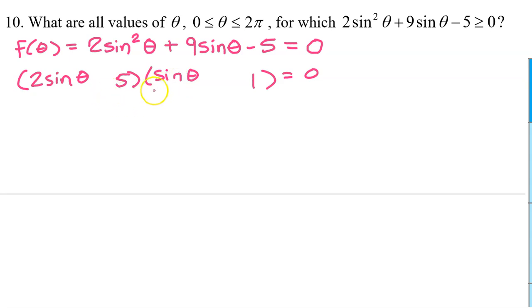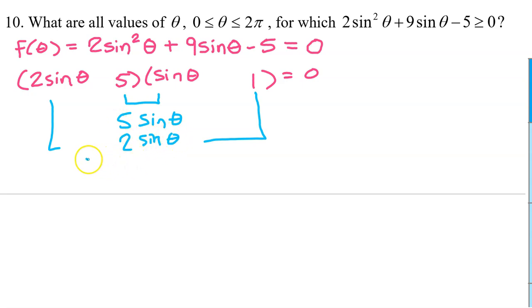The key is that inner plus outer must equal the middle. When I say that, inner is the product of these two. So inner, I have 5 sine theta. Outer is the product of these two. So outer, I have 2 sine theta. Inner plus outer must equal the middle, and the middle is 9 sine theta. We control the signs, but there's no way to get 9 out of 5 and 2. The biggest number we could get would be a 7. So that's how I know this is the wrong order.